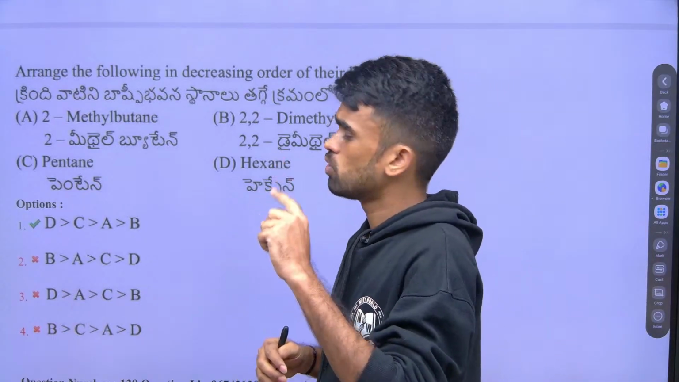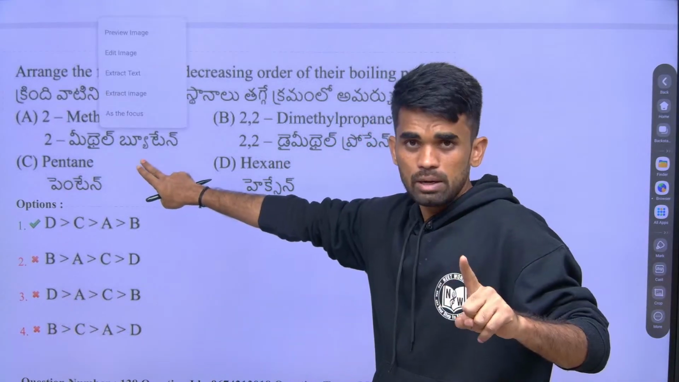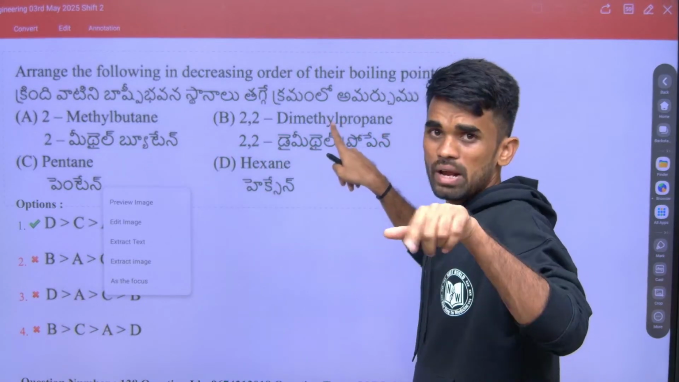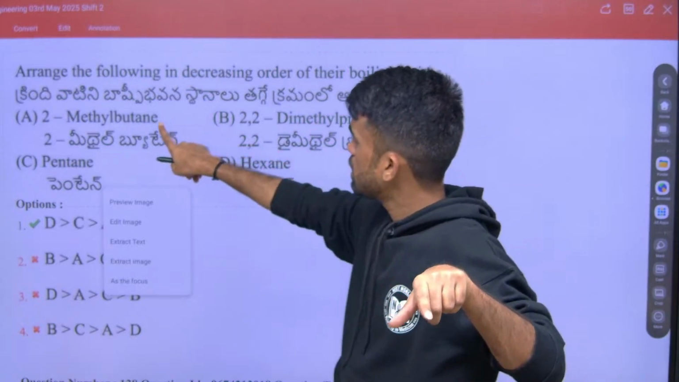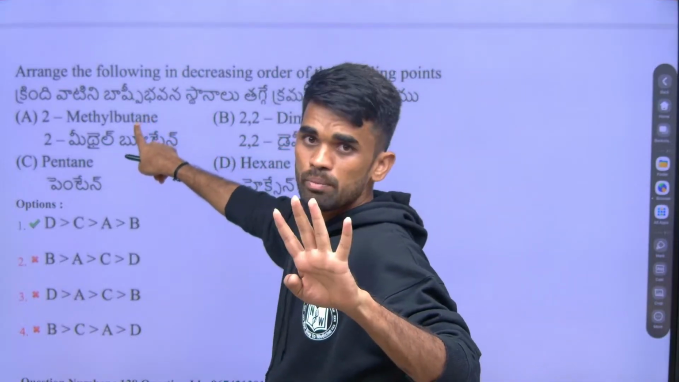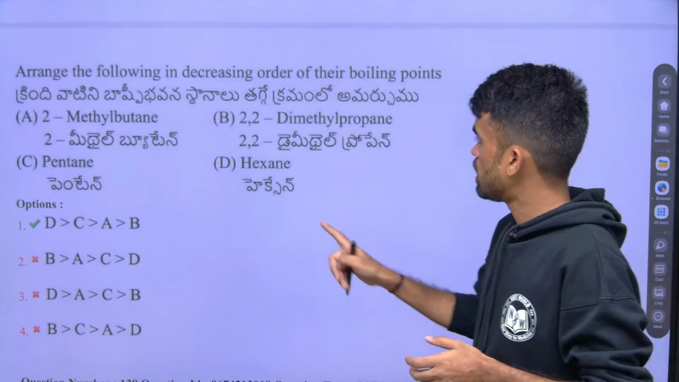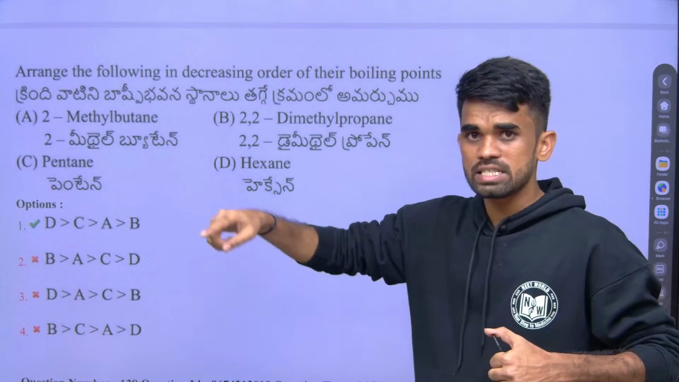1 2 3 4 5. So here it is n-pentane. This is straight chain pentane. This is a branched 5-membered compound, and here it is a branched 4-membered compound. So which has more boiling point? One has more because it is a straight, long chain.